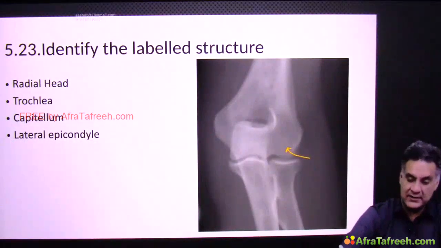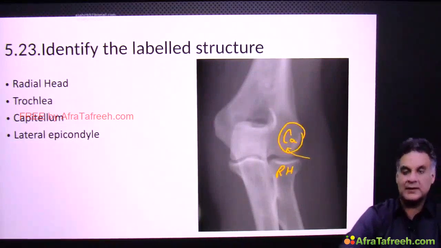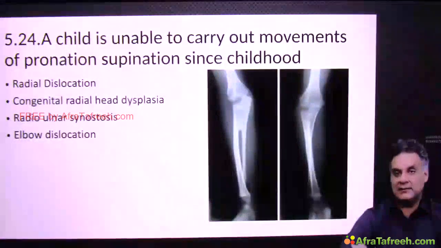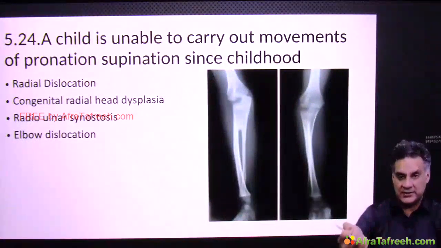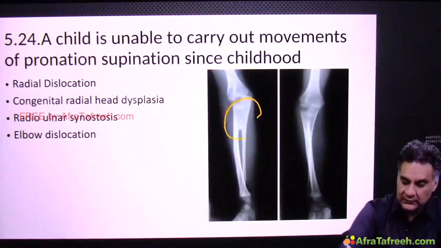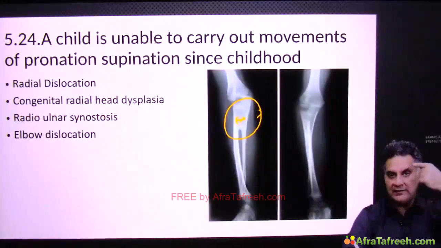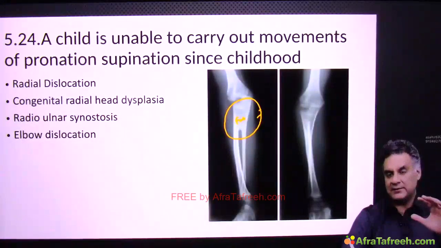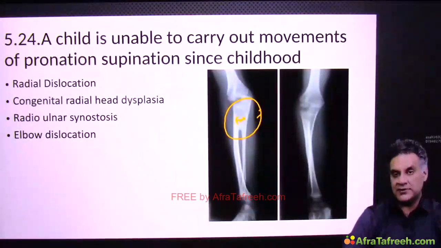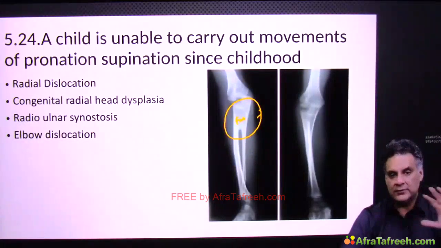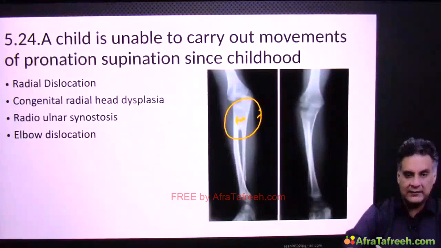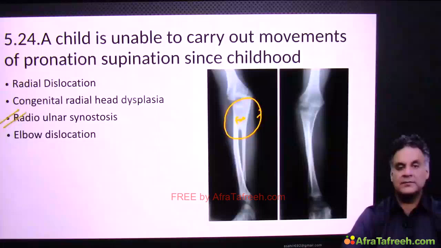Identify the labeled structure. This is a radial head. This is capitulum. Very common around elbow. A child is unable to carry out the movements of pronation, supination, because there is fusion that you can see here. The radial head rotates around the ulna. 85% of movement of pronation, supination is controlled by the radial movement. When there is a fusion, there is no interosseous space over which these movements occur. So this is a case of radio-ulnar synostosis.